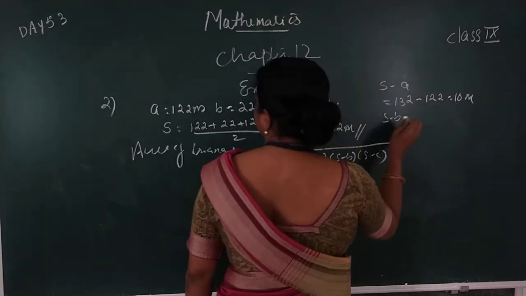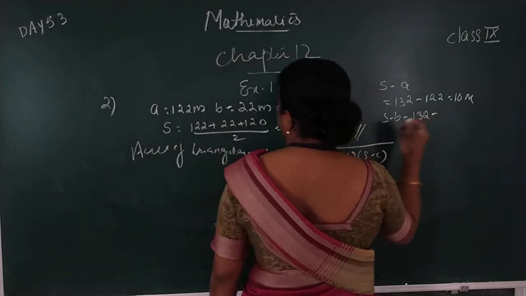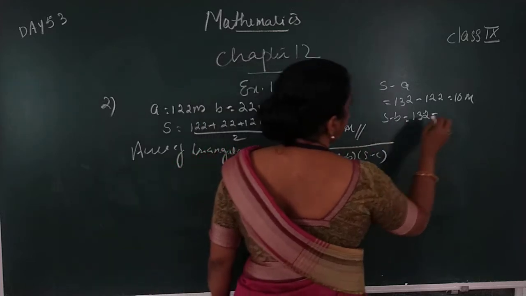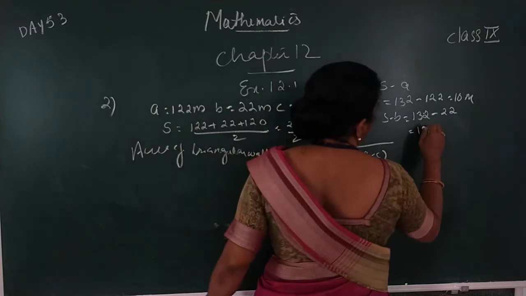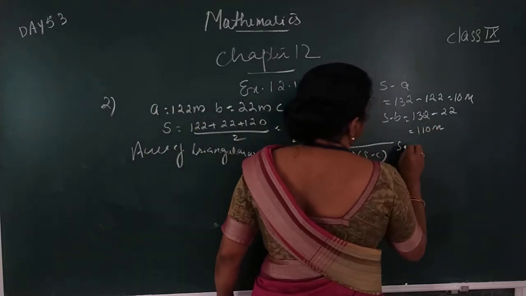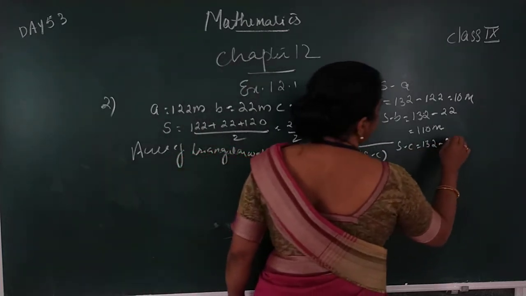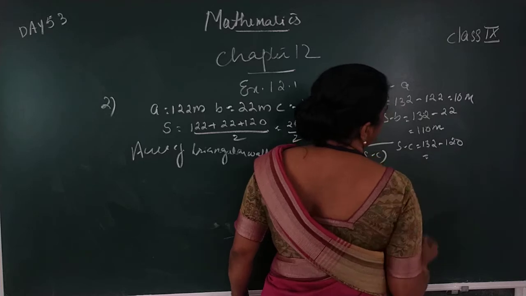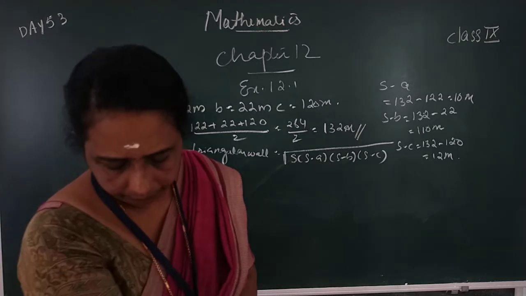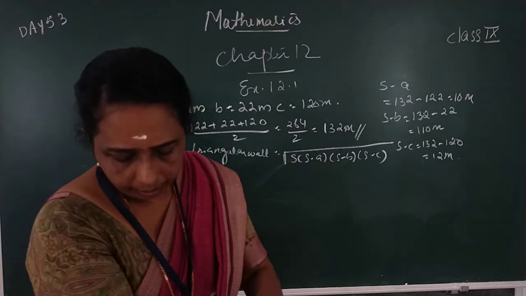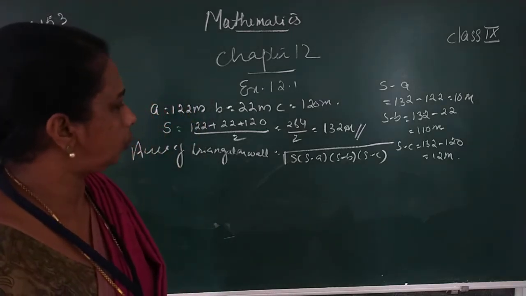s minus b. s is equal to 132 minus only 22. We get 110 meter. s minus c: 132 minus 120. We get here 12 meter. Okay, this way we can find out the three values, that is 10, 110 and 12.